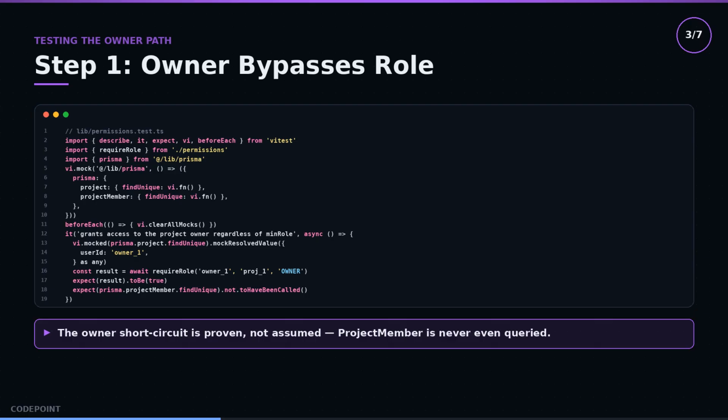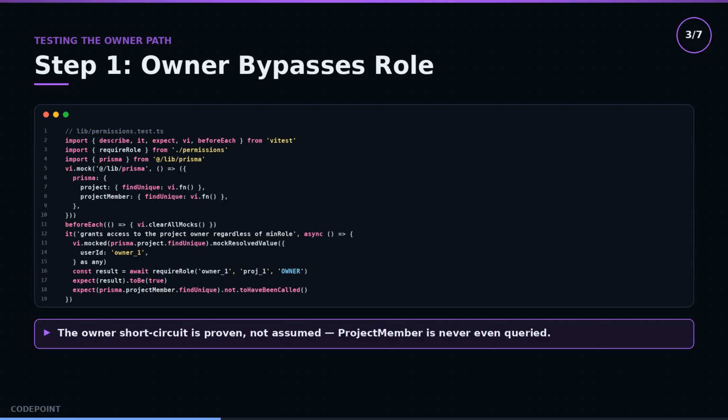It grants access to the project owner regardless of min role. Async, vi.mocked prisma.project.findUnique, mock resolved value, userId owner-1, as any. Const result is await requireRole owner-1, proj-1, owner. Expect result toBe true. Expect prisma.projectMember.findUnique not to have been called.